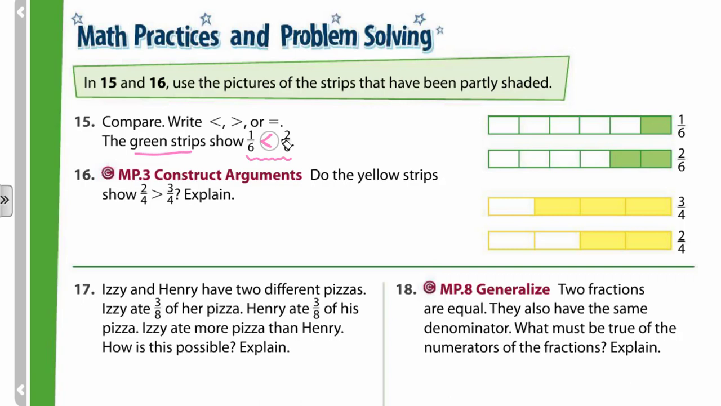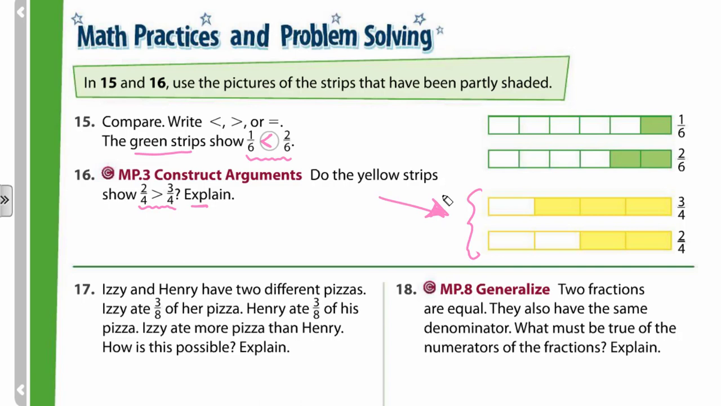Abdullah Isa. Yes, Abdullah, go ahead. I cannot hear you. Okay, again. Do the yellow straps show 2/4 greater than 3/4? Explain.